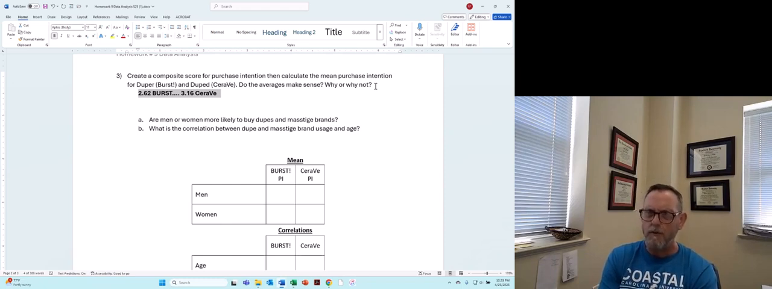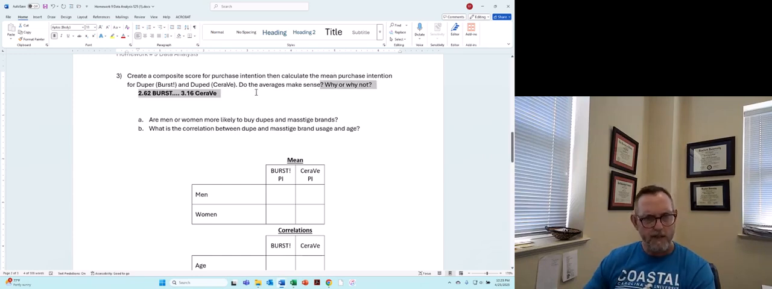This is, I think, what we would expect. So do these averages make sense? They probably do, but they may not either, depending on how you view that. Okay, so very good. We'll move on to the next item.